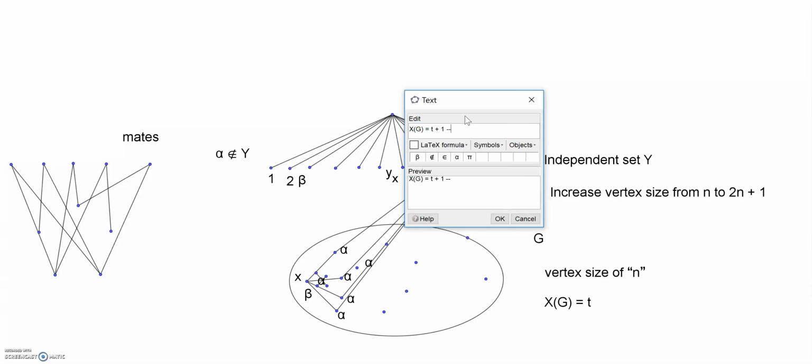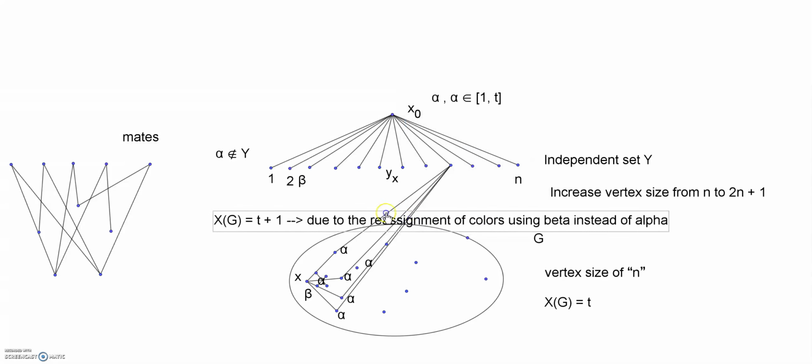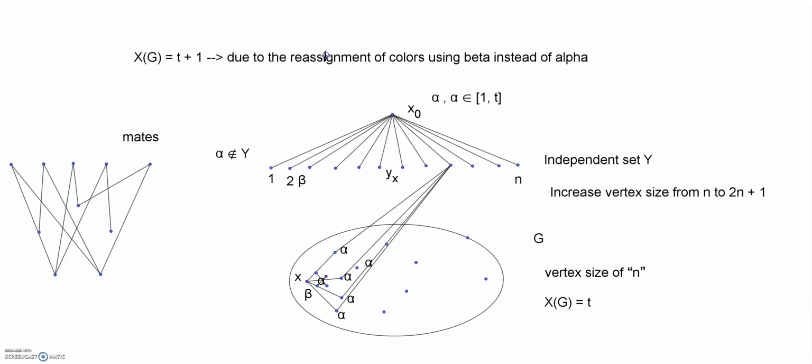And this is really due to the reassignment of colors using beta instead of alpha. So this is really important to keep in mind because this is how we arrived at this conclusion that the chromatic number would increase to T plus 1.